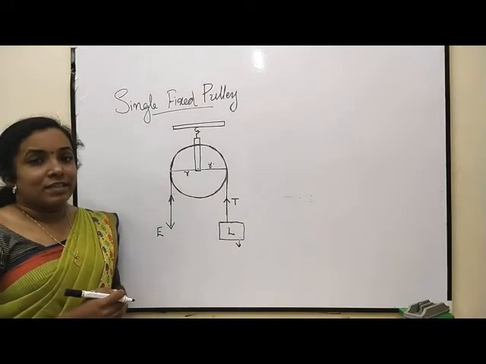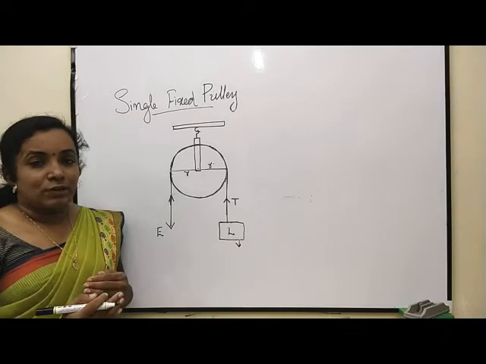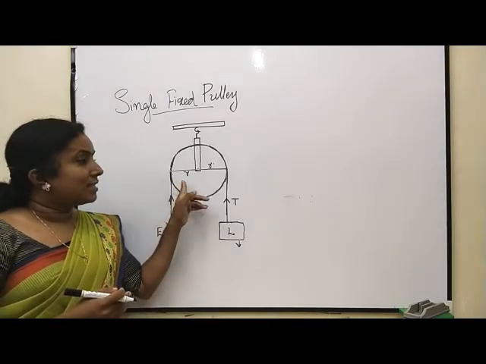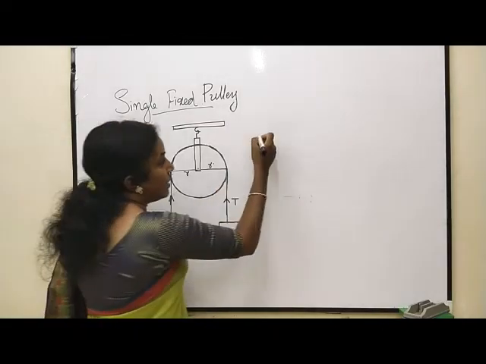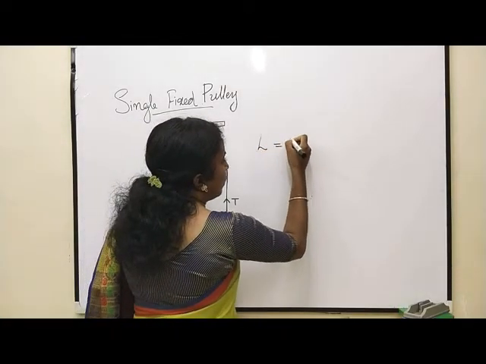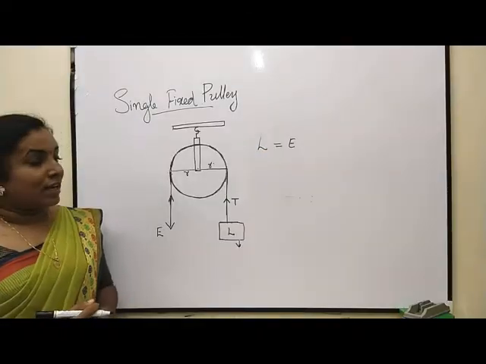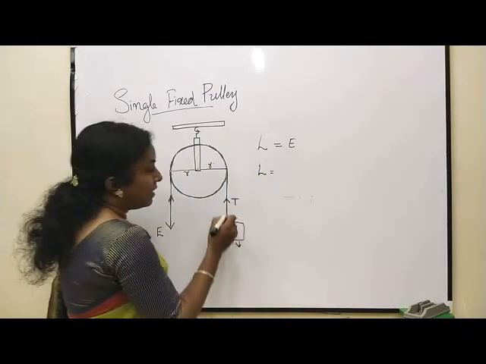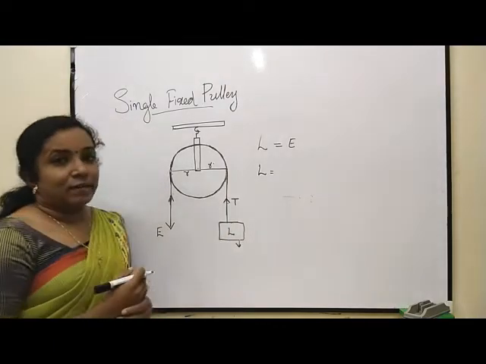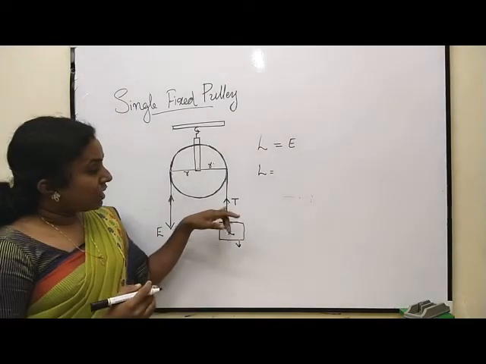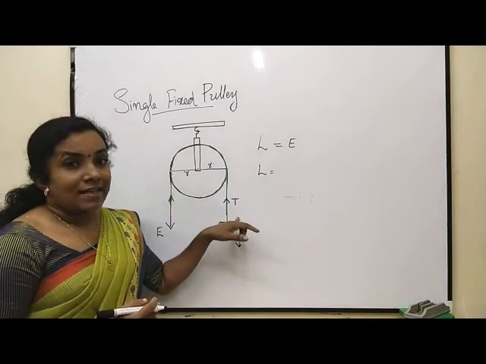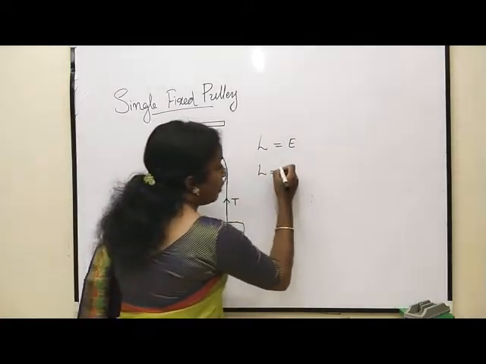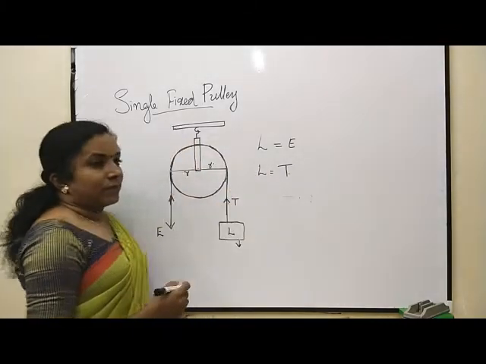So we can write load into radius equal to effort into radius. When you cancel this radius, we can write load is equal to effort. Here, load is equal to the tension exerted by the rope, because the tension acts as the load on the wheel. So load is equal to tension of the rope.